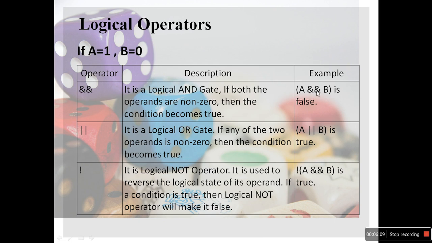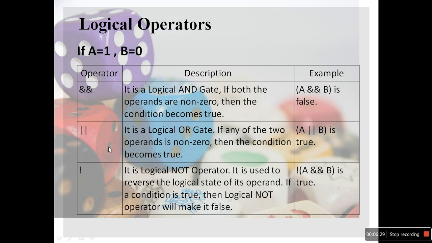A and B are operands, and double AND is the operator. So if my number A is 1 and B is 0, if I multiply both, 1 into 0, the answer is 0. Okay. If both operands are non-zero, then the condition becomes true.